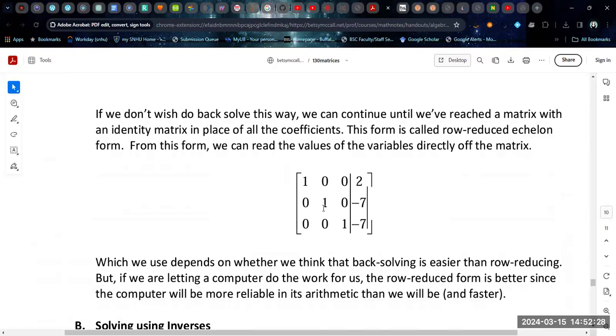So if you continue going through these row operation processes, you should end up with a matrix that looks like this. Again, if you're using your TI calculator, this is the RREF form, so reduced row echelon form, which is why it's two R's.